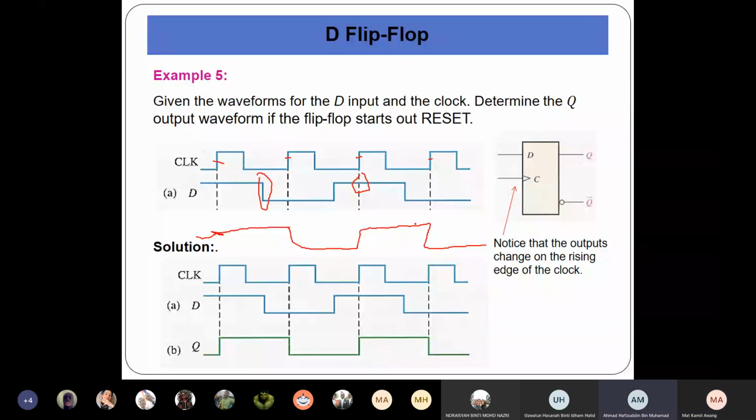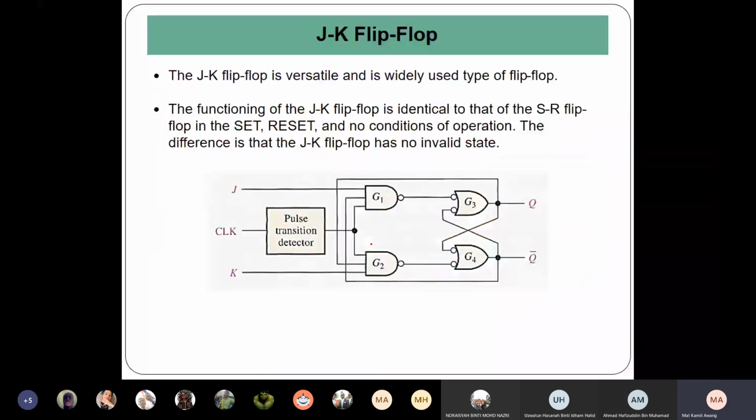Okay? Okay, sir. Basically you look at where the clock is triggered, what is the value of the data. Same thing, whether it's SR or D or JK, you look at where it triggered. Okay? Okay, sir.